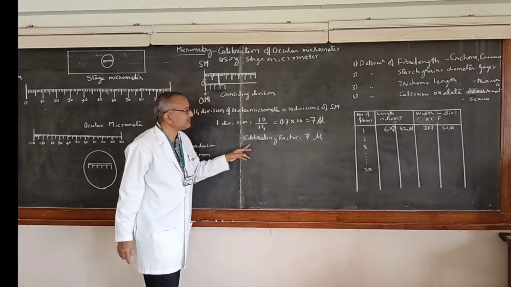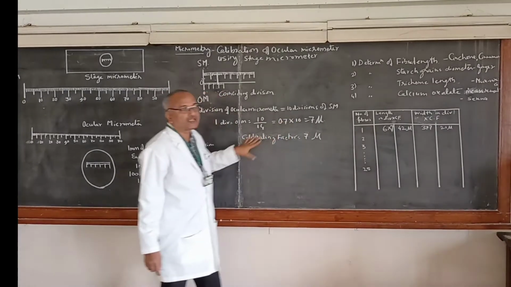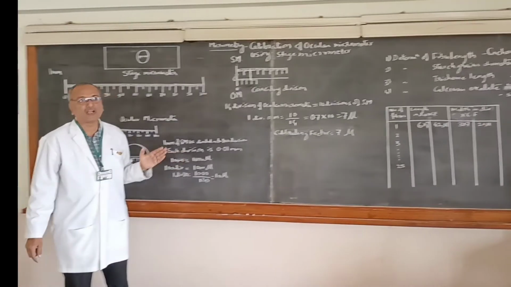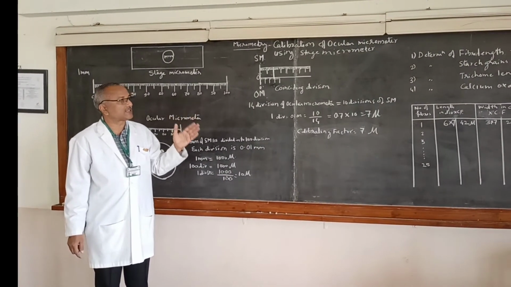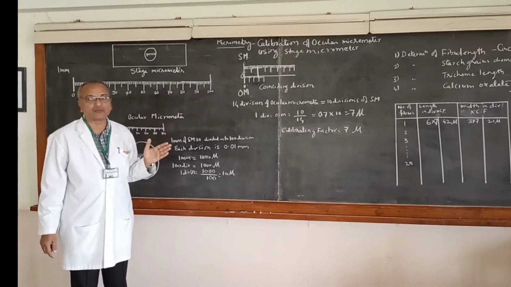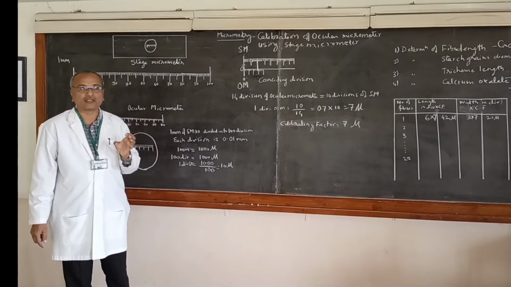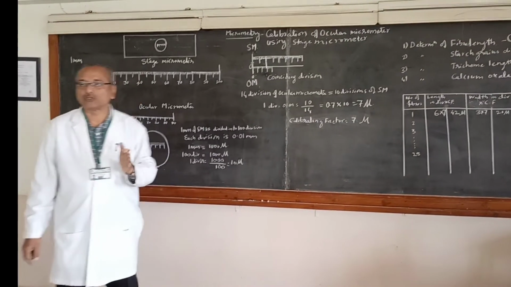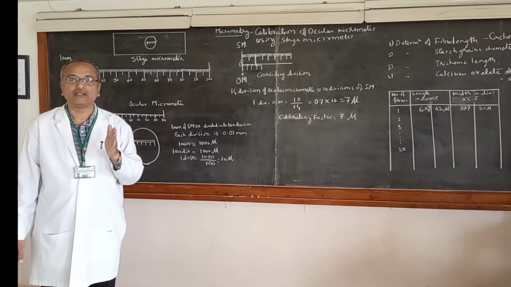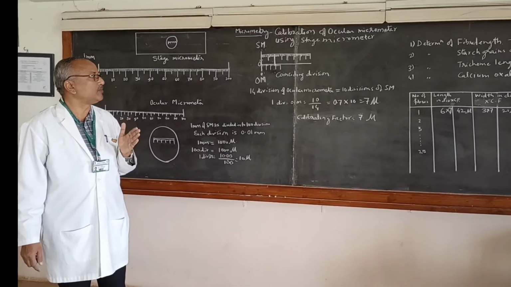And so these units we are using for measuring the fiber length, starch grains, trichome length, as well as the calcium crystals, or any other cellular contents which are there. Those things can be measured using this ocular micrometer itself.